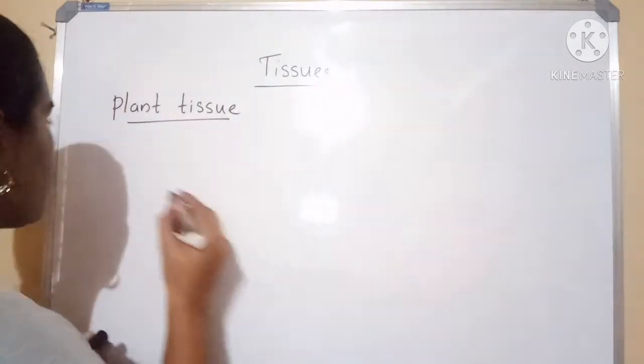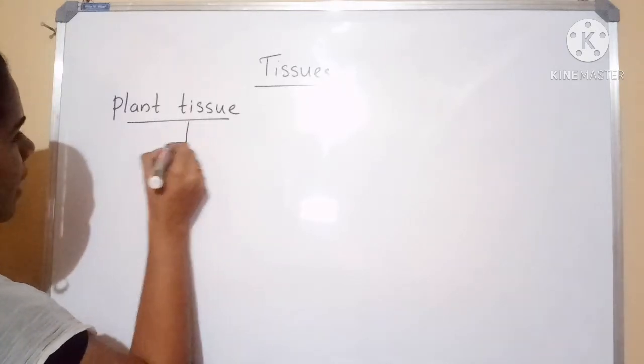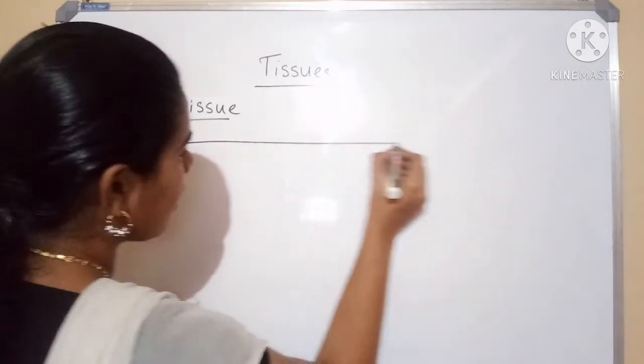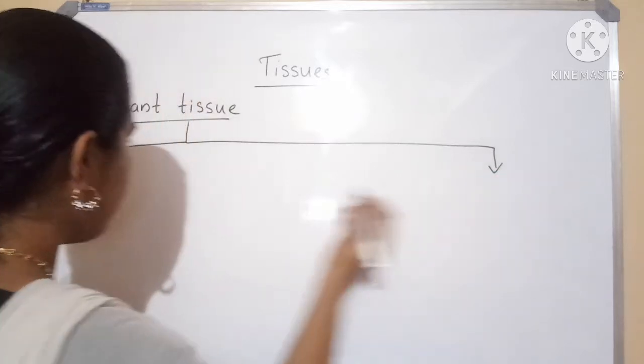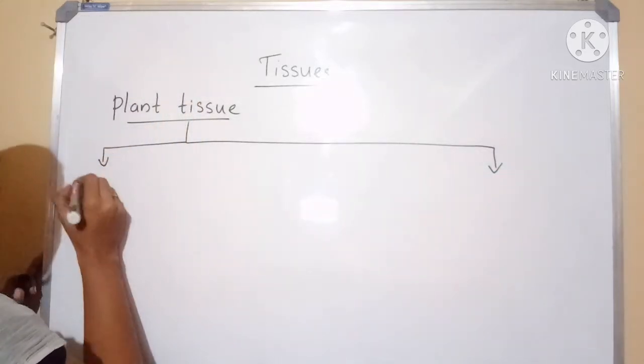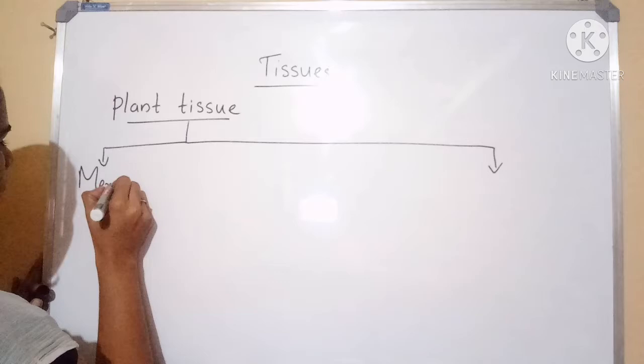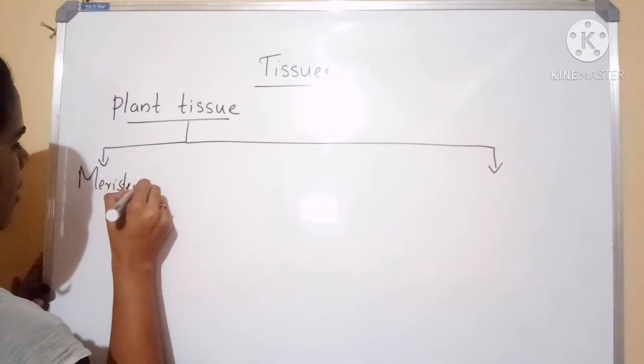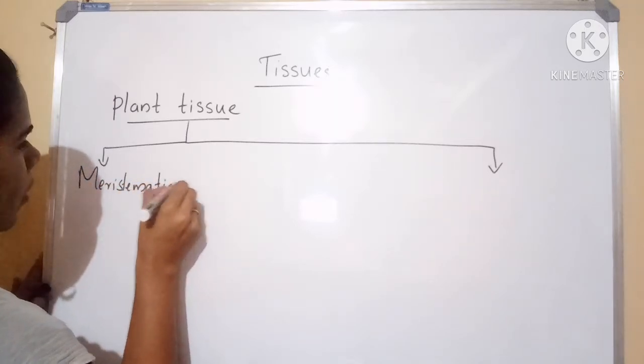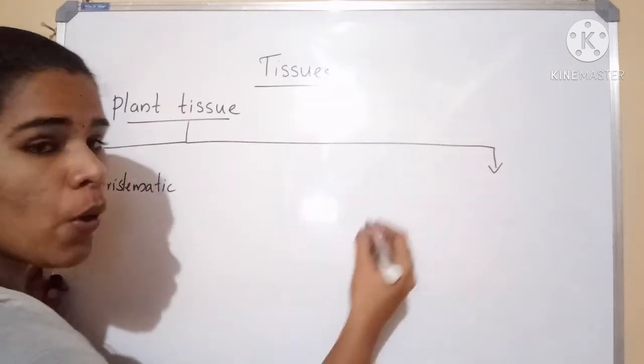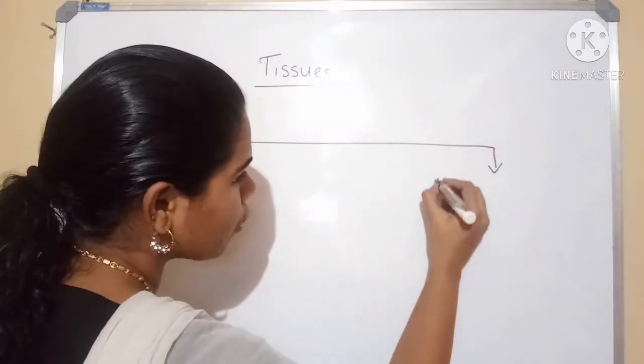First one, meristematic tissue, and the second one, permanent tissue.